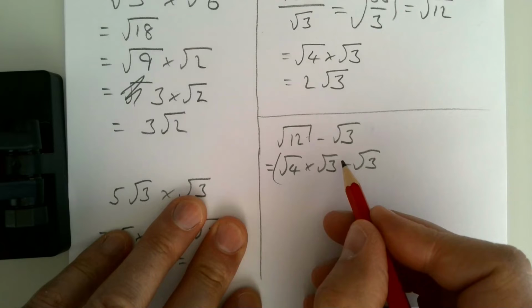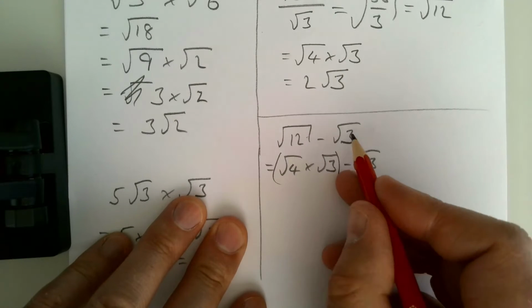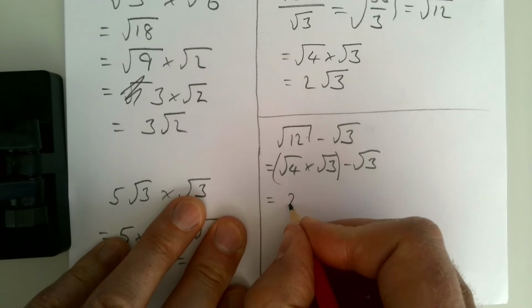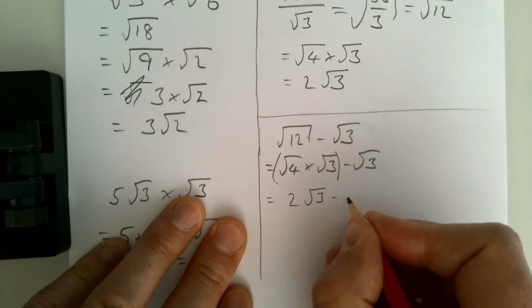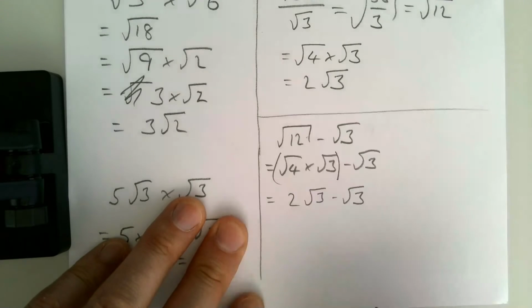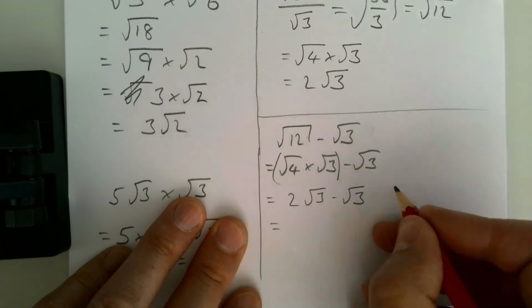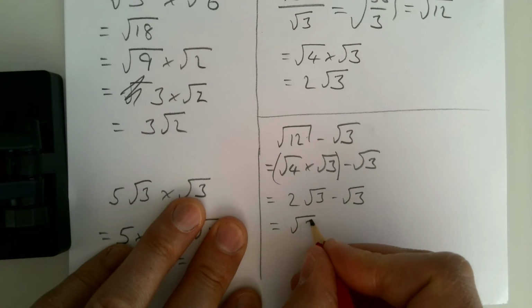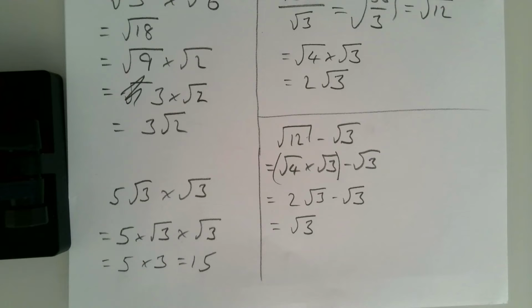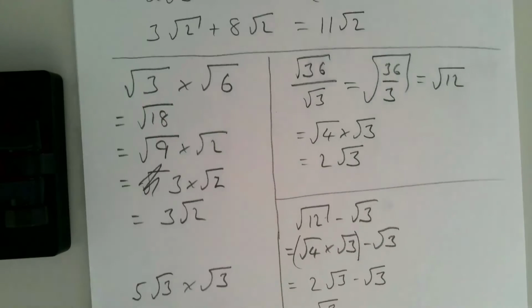So this bit here is the root 12 bit, and there's a root 3 in the question. That's the same as 2 root 3, take away root 3. 2 of something, take away 1 of something, just gives me 1 of something. So the answer to that one then is going to be root 3.